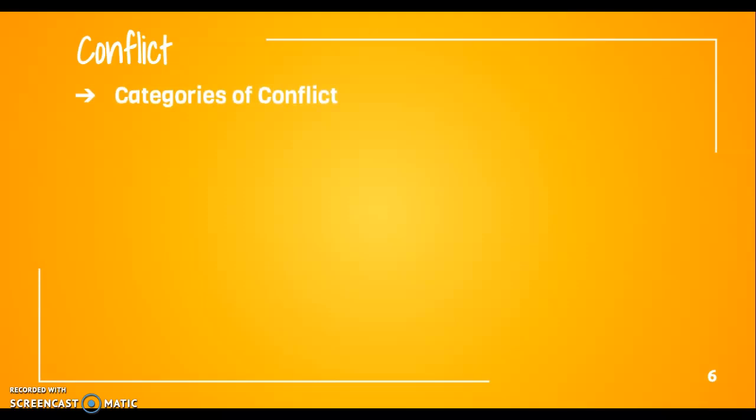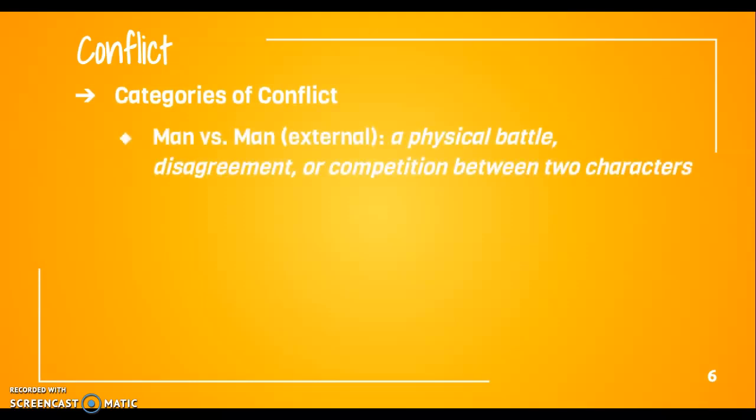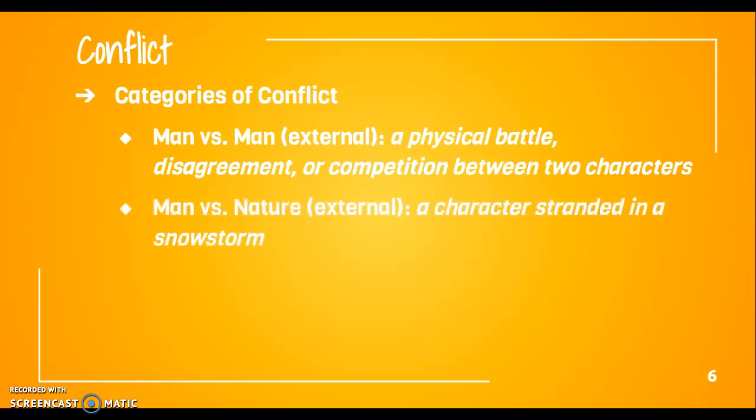Now let's get back to that idea of categorizing conflict. So the first category that we have is called man versus man. Kind of leaves the girls out, but of course that includes women versus women and women versus men. We're basically just talking about one character in conflict with another. Now, because that is a conflict outside of oneself, we call that an external conflict. This could be a physical battle, a disagreement, or maybe even just a competition between two characters.